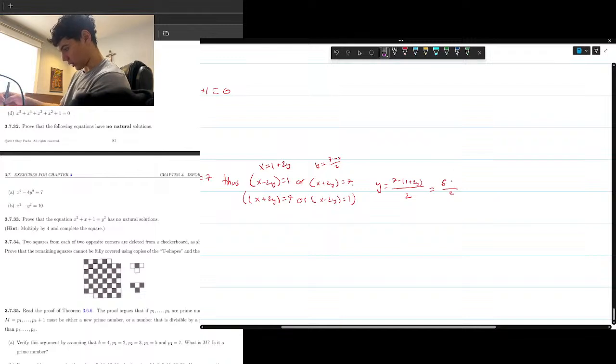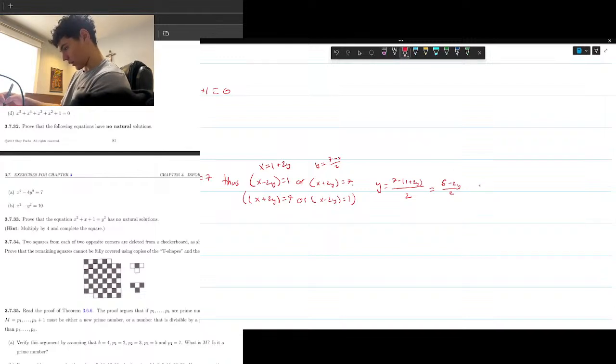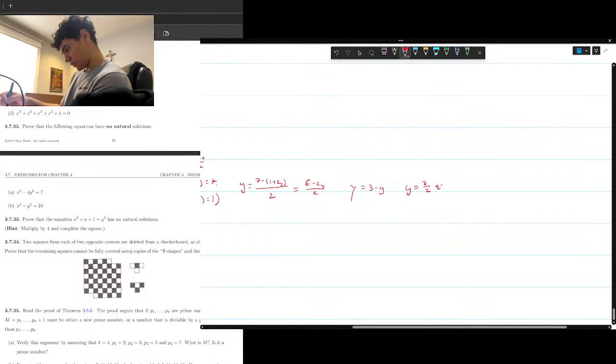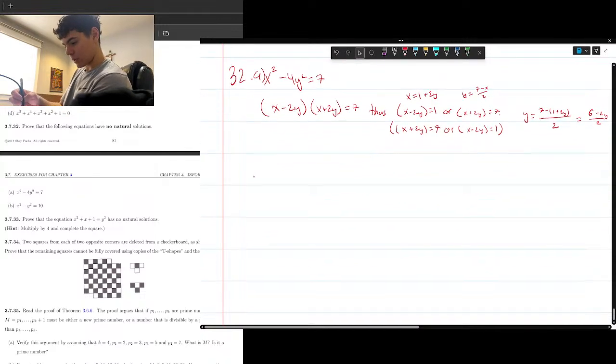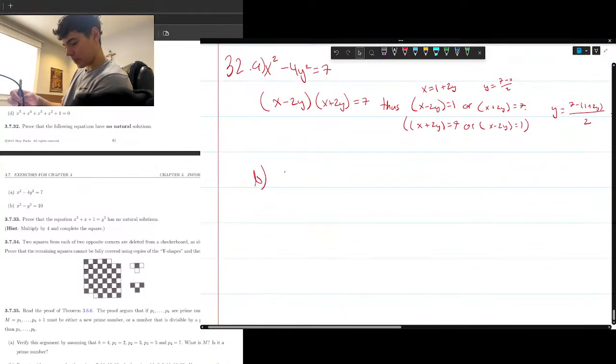This would be minus 2y. So then we have 2y is equal to 3 minus y, and you get 2y's, and then just y is 3 over 2. 3 over 2 is not in the natural numbers, so this must be a contradiction. Again, very important: recognize the difference of squares here.